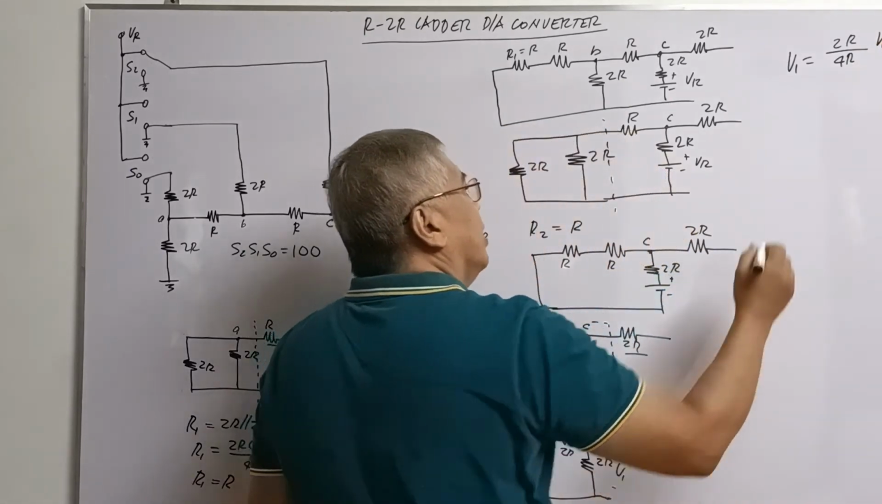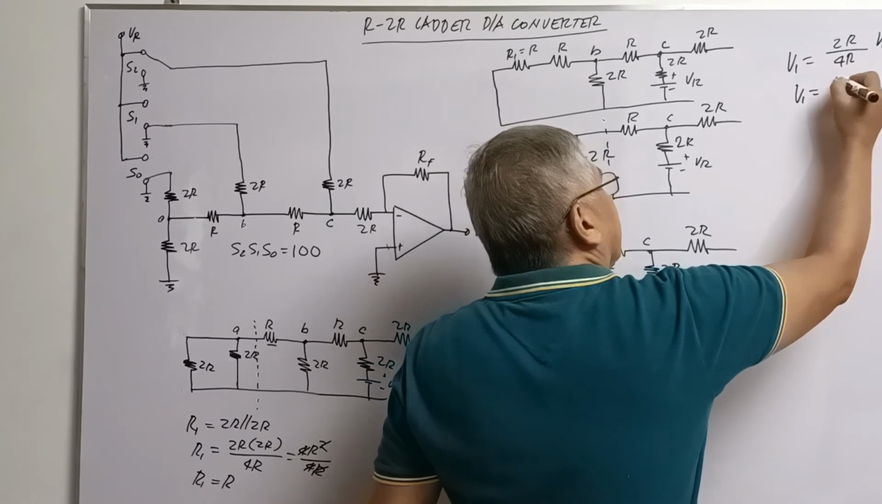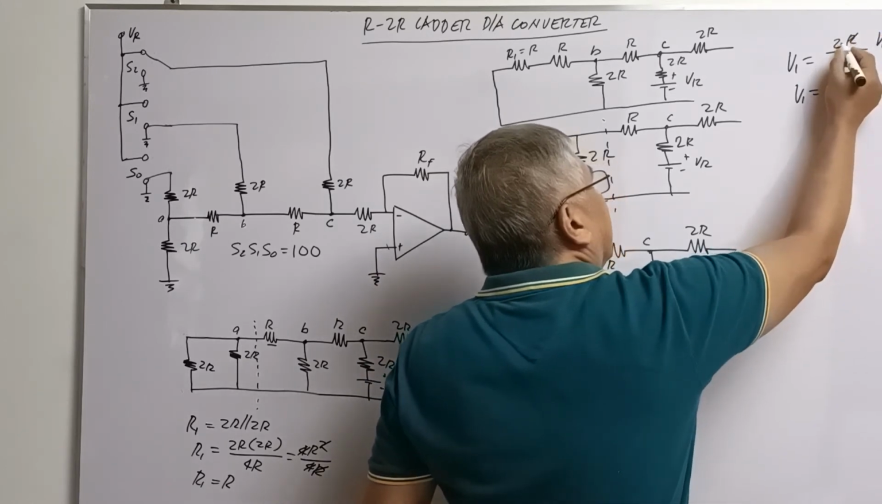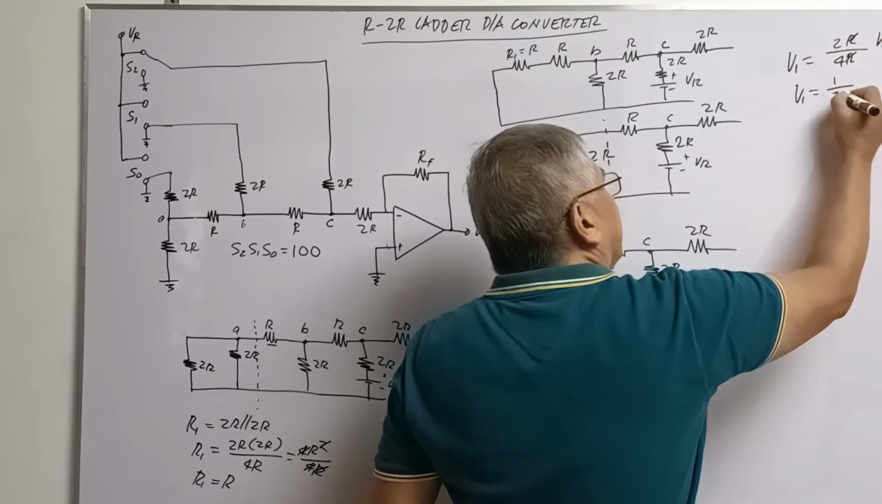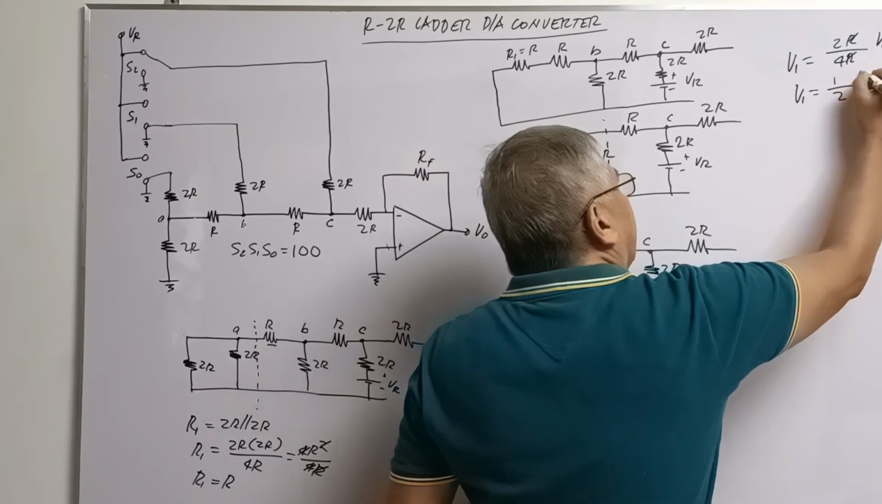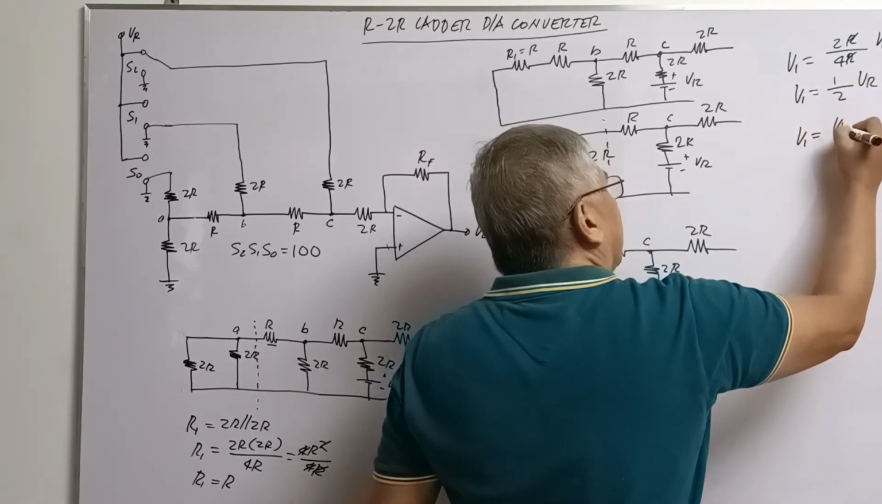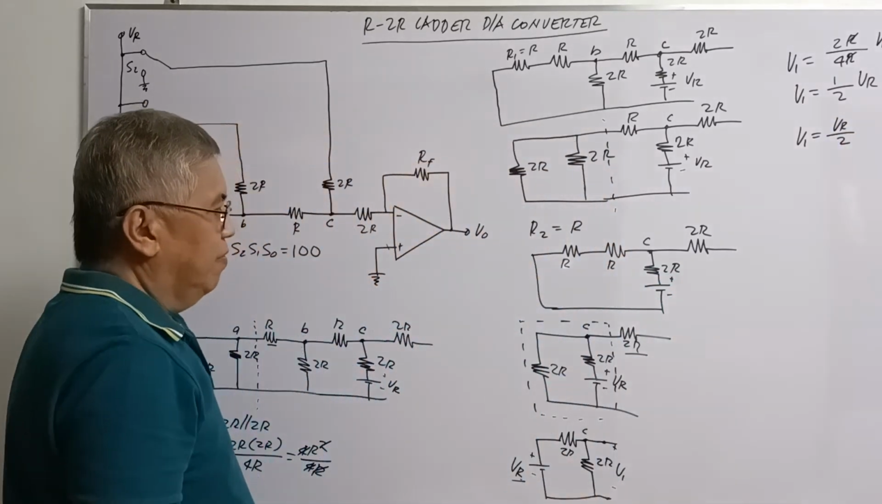Okay? So that V sub 1, therefore, is equal to, cancel the R. Okay? Then, divide by 2 is 1. Divide by 2 is 2. Okay? So, 1/2 VR, or V sub 1 is equal to VR over 2. That is your V sub 1.